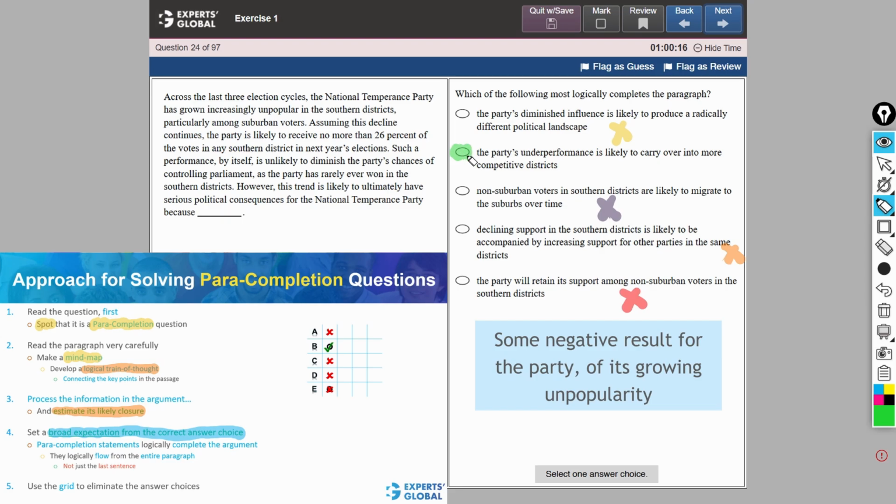Answer choice B talks about the underperformance in one area being carried over into the competitive districts, thereby suggesting a negative result for the party of its growing unpopularity in this area. Answer choice B clearly meets our broad expectation from the correct answer choice. It logically completes the argument and flows from the complete paragraph. B is the correct answer choice.